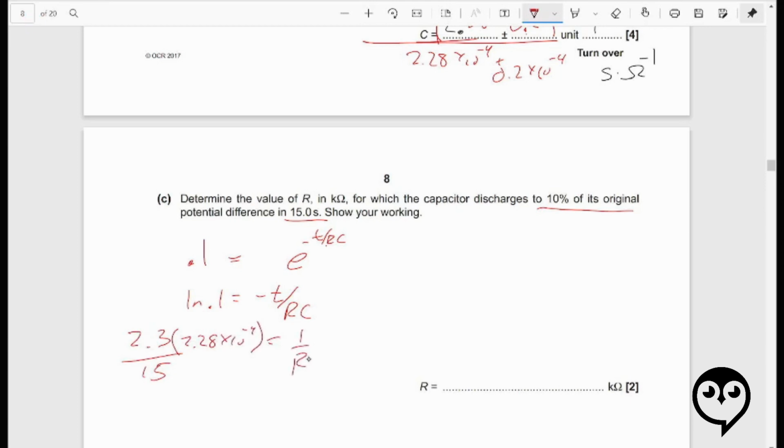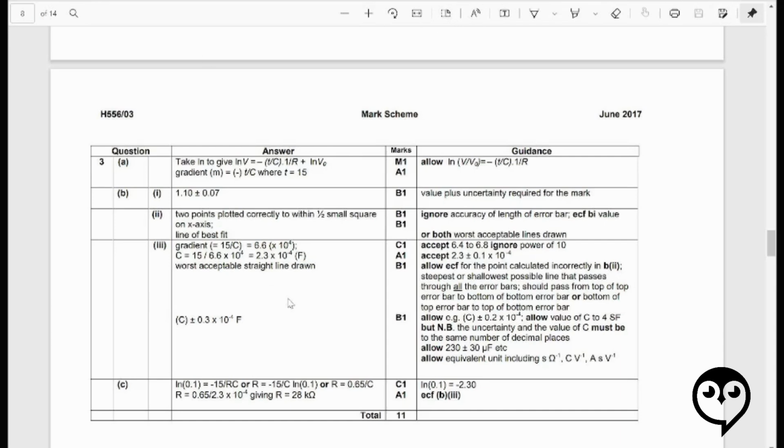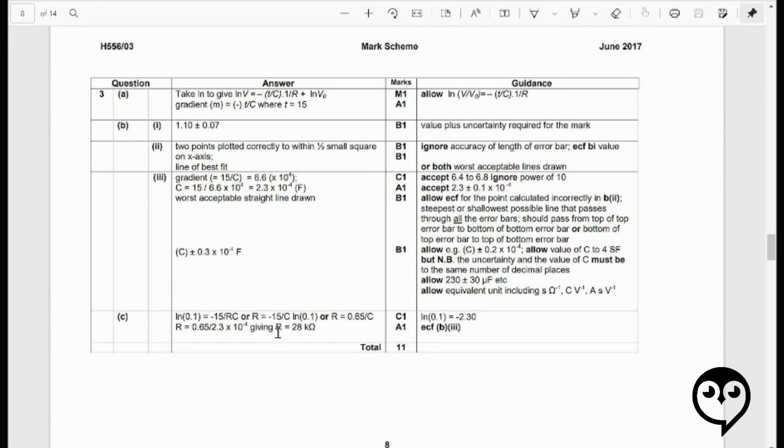That'll give me 1 over R. So 2.28 times 10 to the negative 4 divided by 15. And then we will do the reciprocal of this. And I get R, 2,572. So what are we looking at? 29 kilo ohms, something like that. Yeah, 28. Okay.